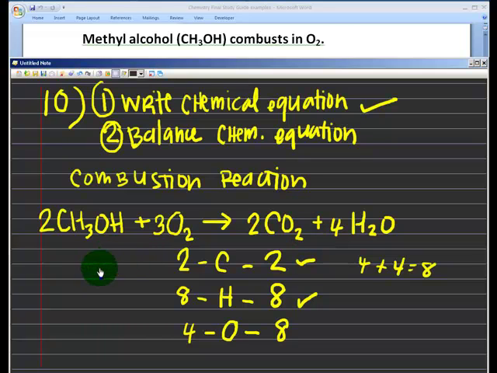Now all you need to do is check it. So again, 2 times 1 oxygen here, I have 2, plus 3 times 2 oxygens in oxygen gas, that gives me 6, and that is equal to 8. So I'm going to change this to 8, and now this balances out. And now we finish this problem. We have a balanced chemical equation.